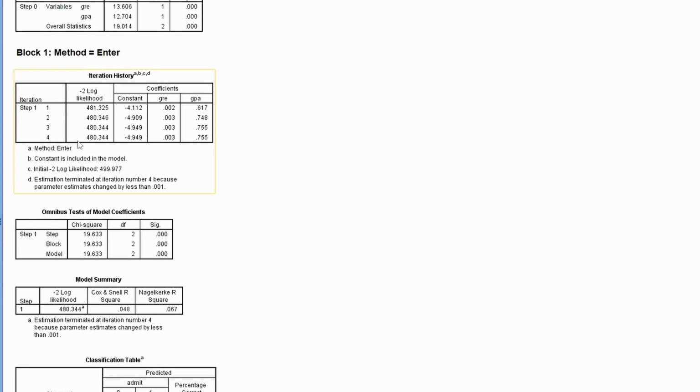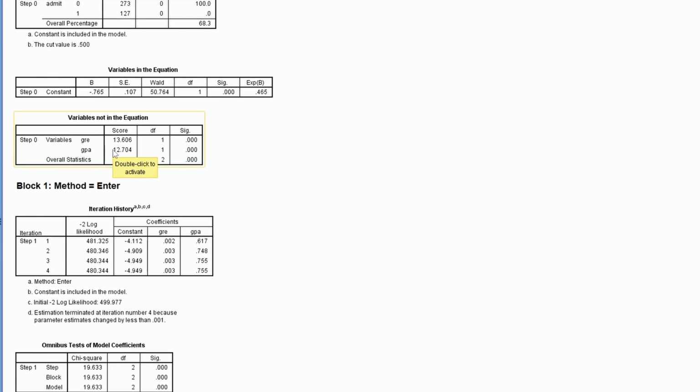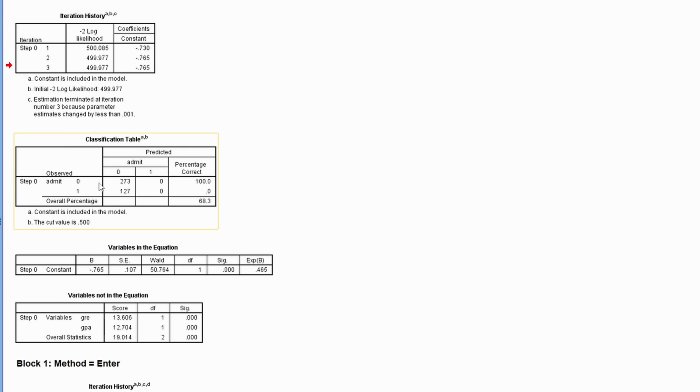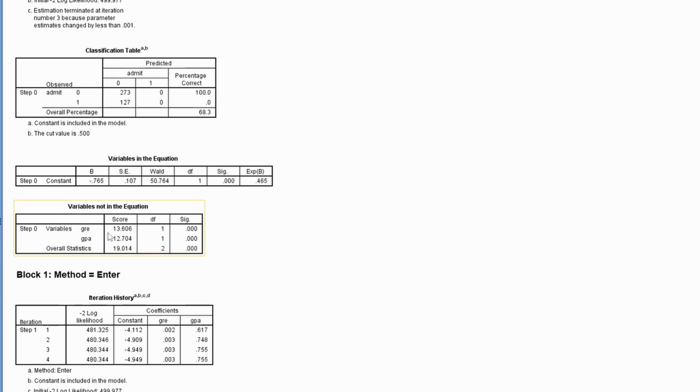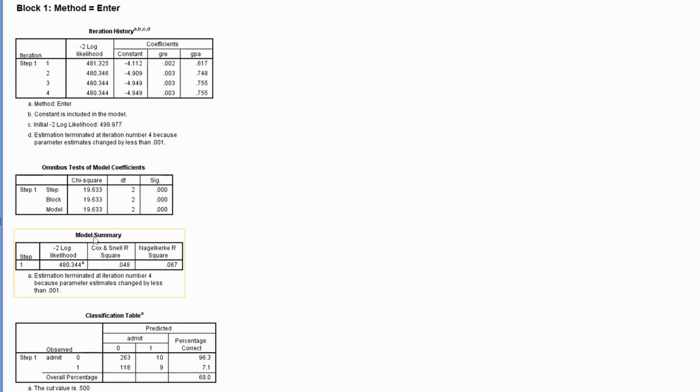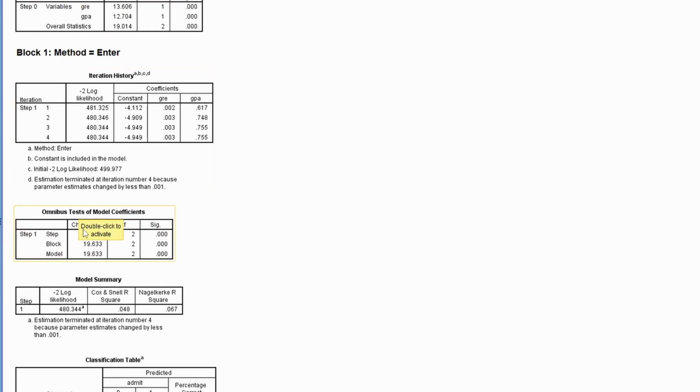Let's see each table in this block 1. This is again a maximum likelihood iteration history. As you can see, the number now is 480. Remember, the number was 499. So the difference is roughly 19.63. As you can see, the number becomes smaller. It means that the model fit becomes better.